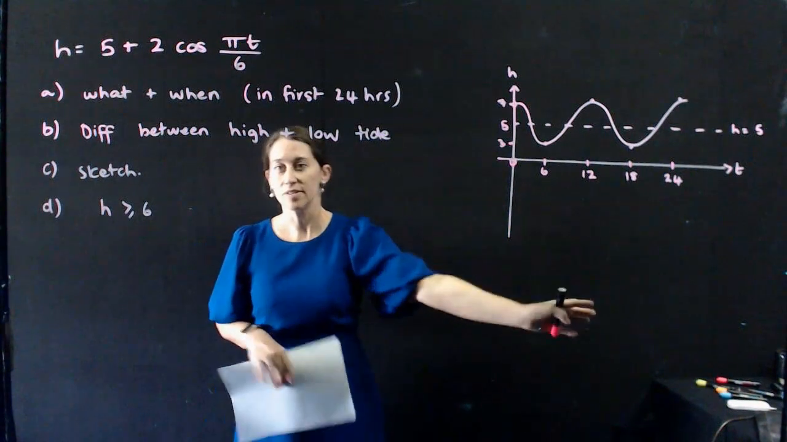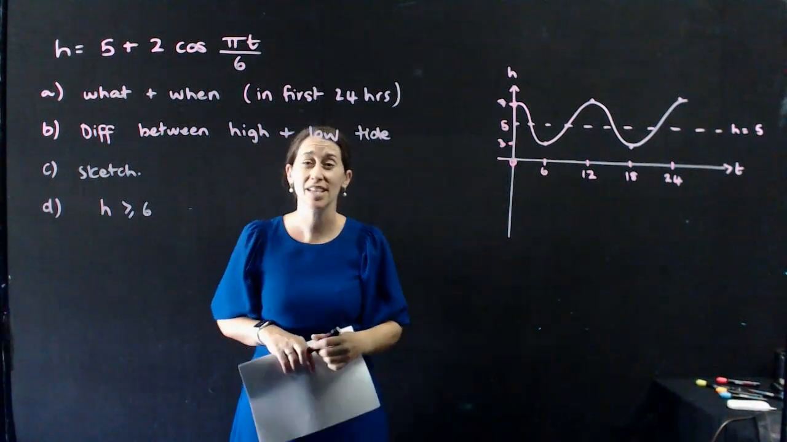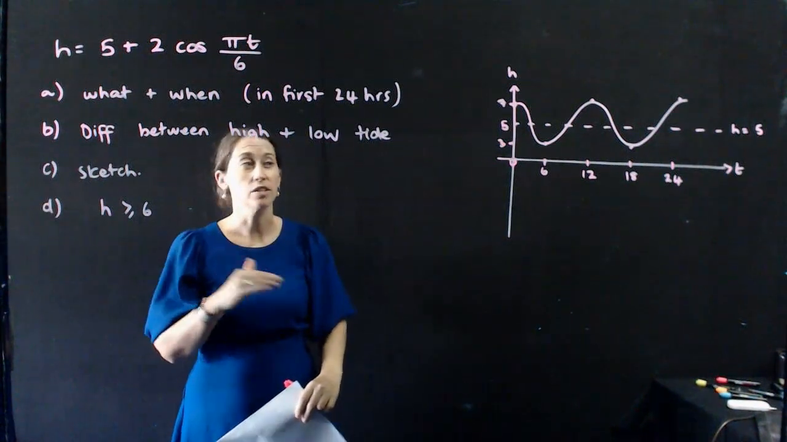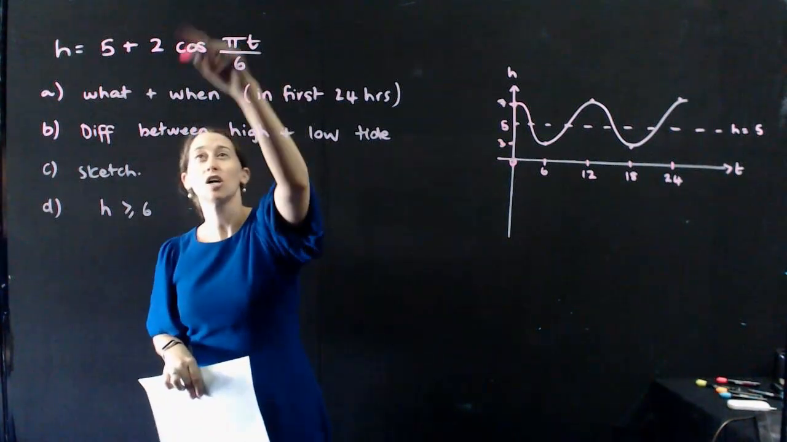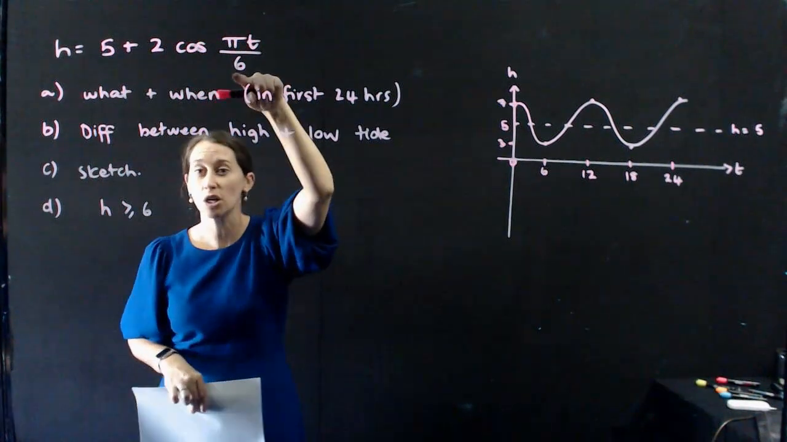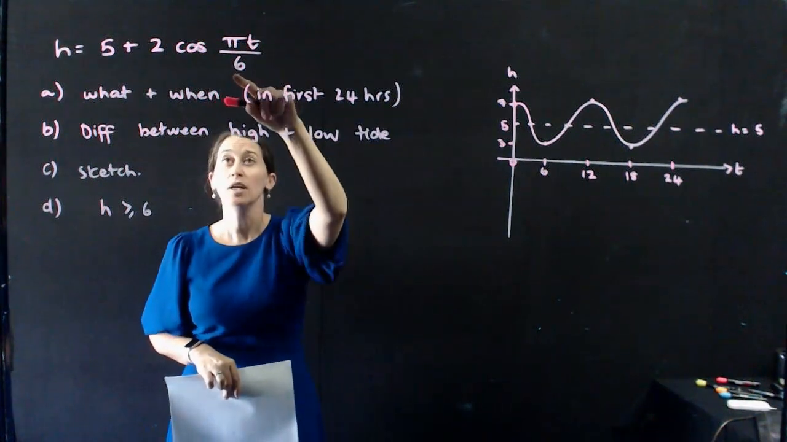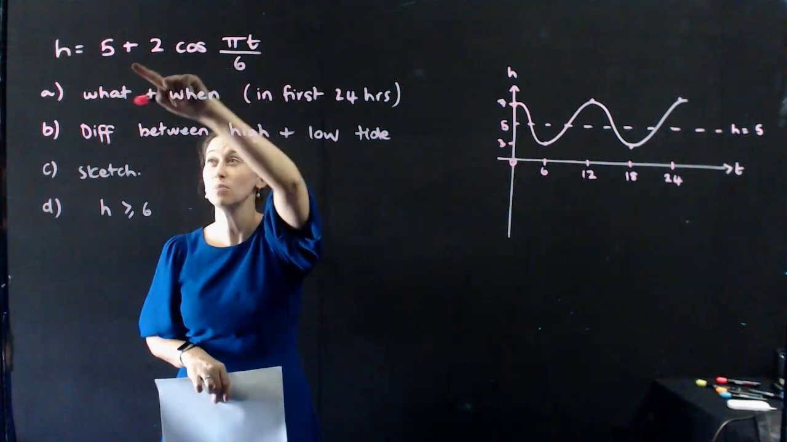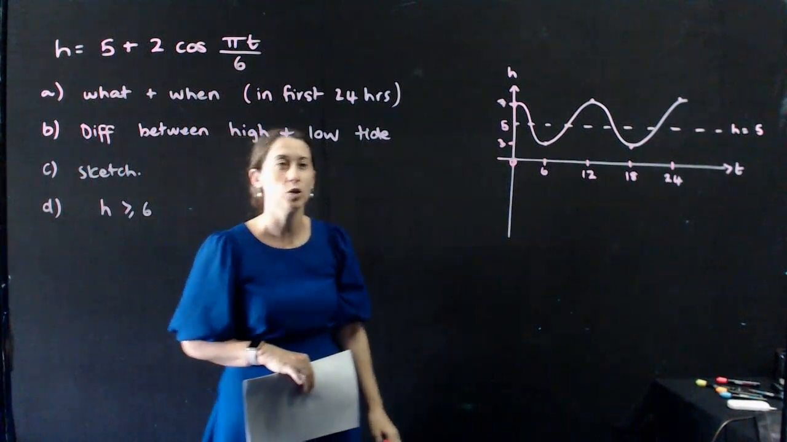Now, if you don't have a sketch or no means of having a sketch, there are ways you can do this. To find the maximum value that this function can take, you can simply substitute the whole of this angle. The maximum value that the cosine function can take is 1. So if you substitute all of this for 1, 1 times 2 is 2, plus the 5 is 7. So that's one way you can work it out.